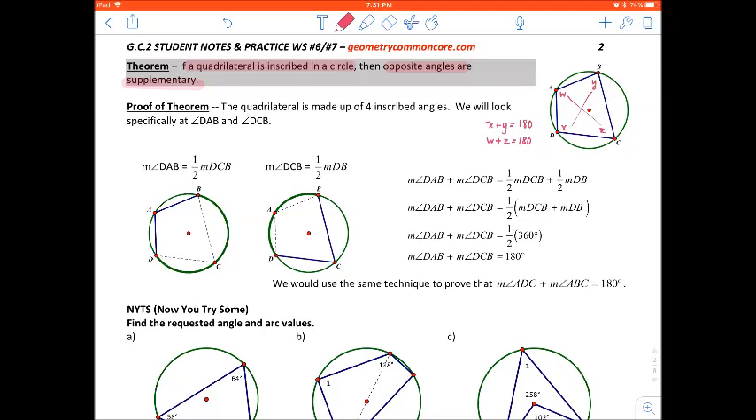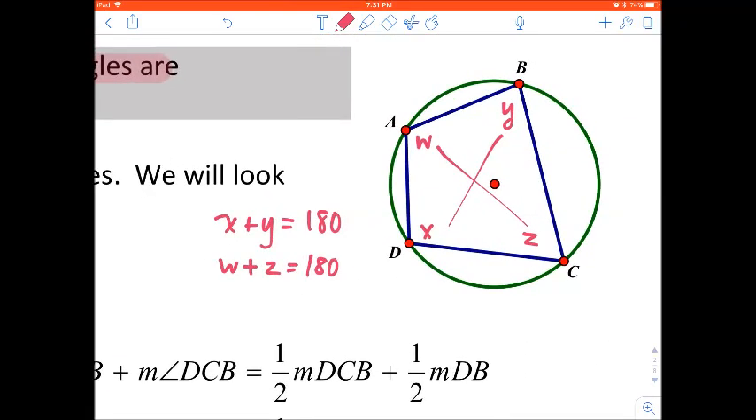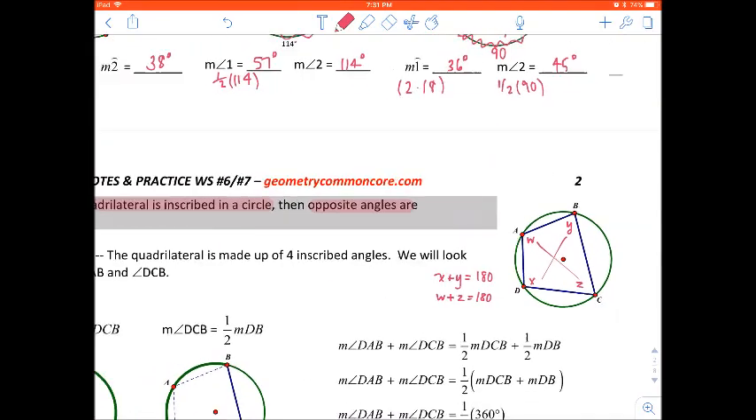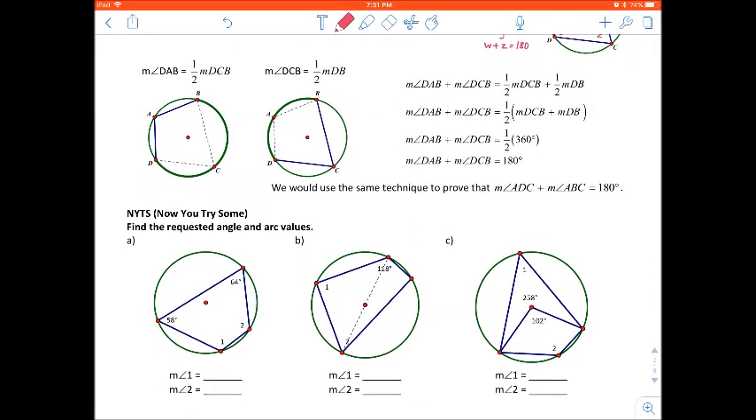The last theorem addresses a quadrilateral that is inscribed in a circle, so that means all of the quadrilateral's vertices lie on the circle. And it says if a quadrilateral is inscribed, then the opposite angles are supplementary. So I've assigned W, Z, X, Y to the angles, and W plus Z is equal to 180, and X plus Y equals 180. I probably could have also just said A plus C equals 180, D plus B. There is a proof that follows, but I'm going to go ahead and jump straight into the application.